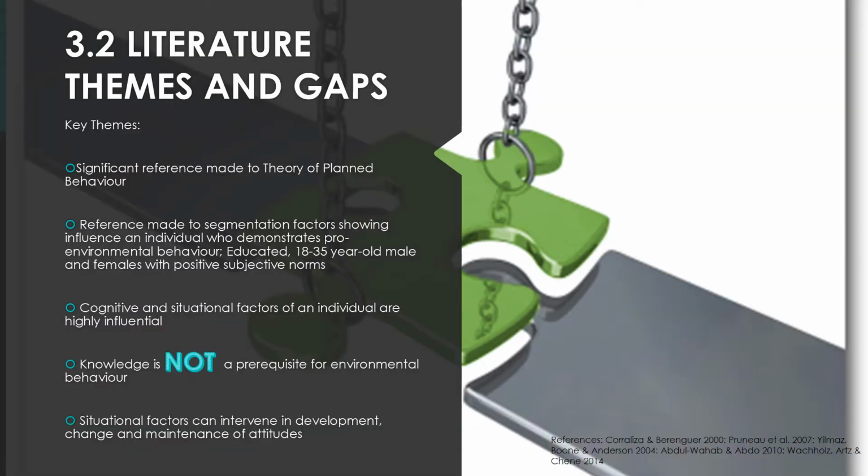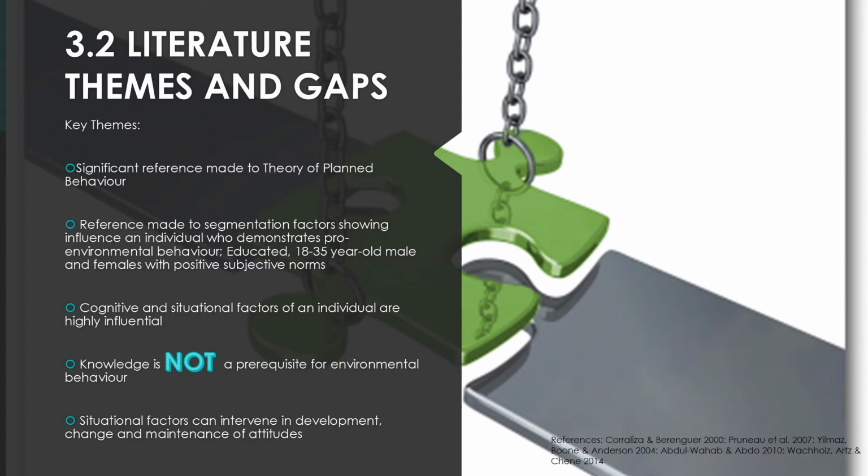generations. A critique of credible information identifying key themes, gaps, and behaviour patterns within research conducted on the social cause of the overuse of electrical appliances was completed on the topic. Significant reference was made to the theory of planned behaviour throughout the majority of the articles, and major trends were recognised. Reference was made to the segmentation factors to demonstrate how they influence an individual to limit electrical appliance usage.